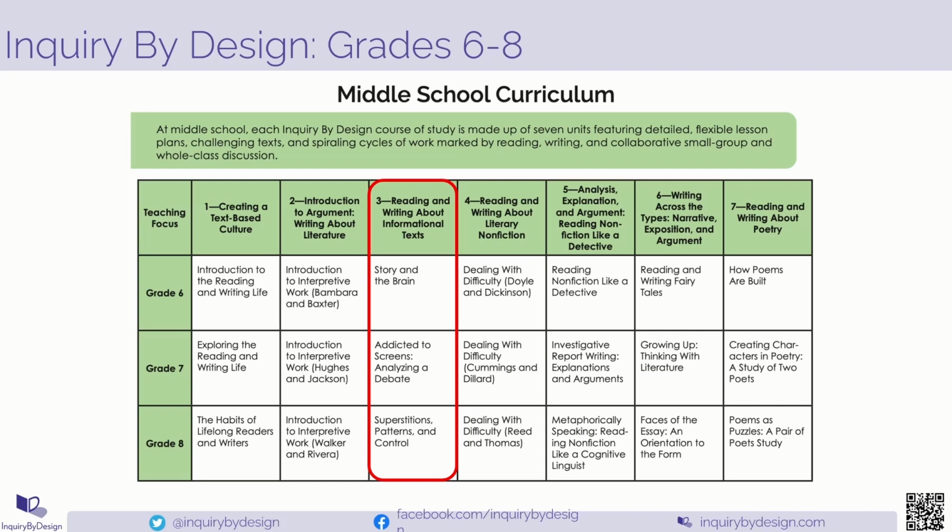So a quick note about the placement of this unit. The informational text unit and the dealing with difficulty unit that follows have a lot of similarities in their structure and design. We place the informational text unit first because while the texts are challenging, the purpose of informational texts tends to be more straightforward than some of the literary texts that students will work with in the next unit. Students will also be introduced to a few exercises in this unit, like the search and study, that they will get a chance to use again in dealing with difficulty.